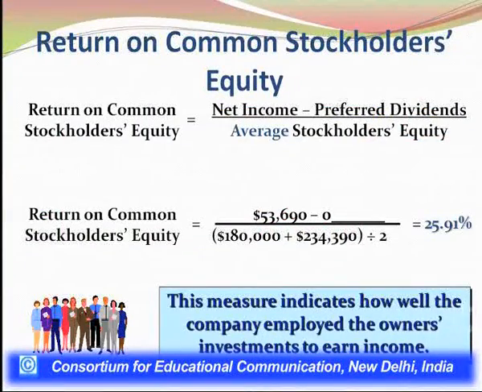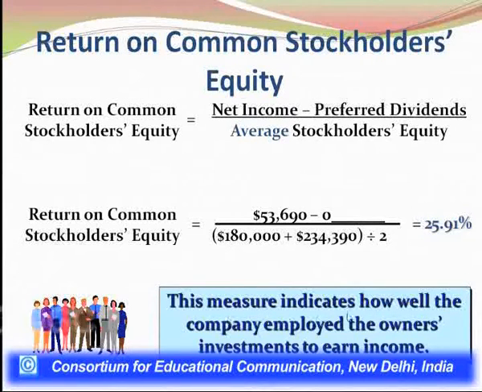The slide under discussion was how much is the value of the ratio, and the value is coming out to be 25.91. So this is here in front of you. Again, we do not have any rule of thumb, but we can simply conclude that the company is doing well because it's earning about 26% on the investment made by equity shareholders.